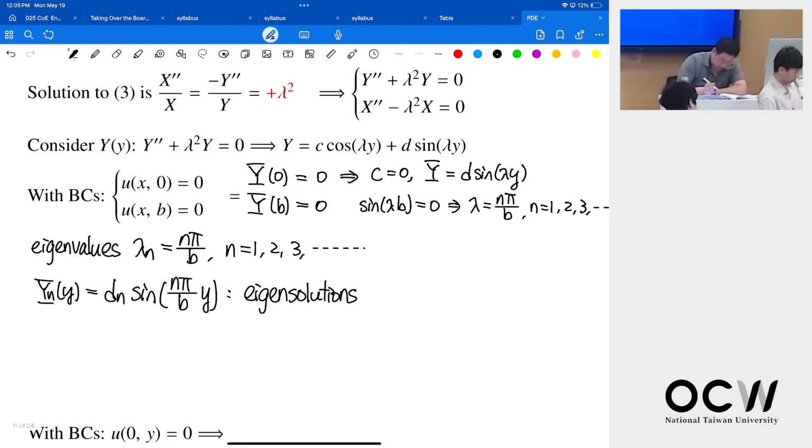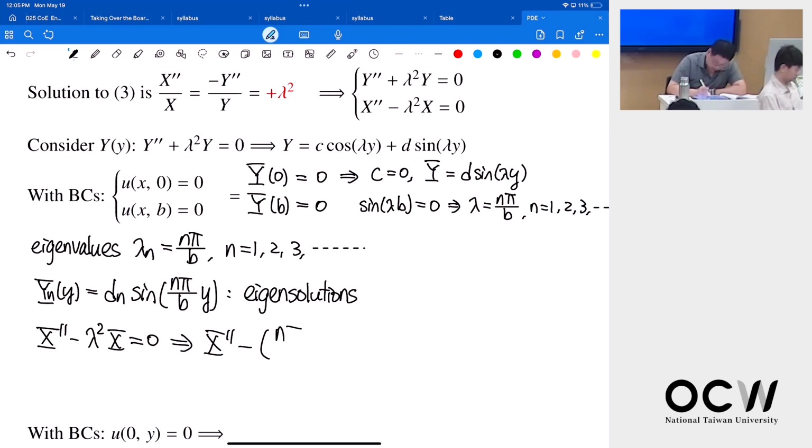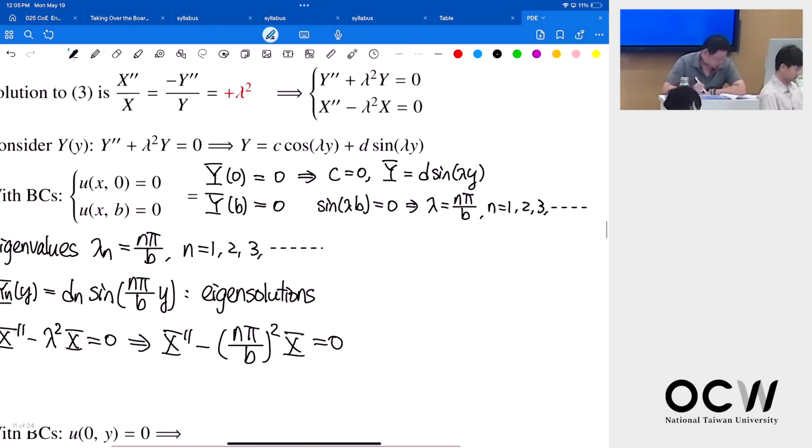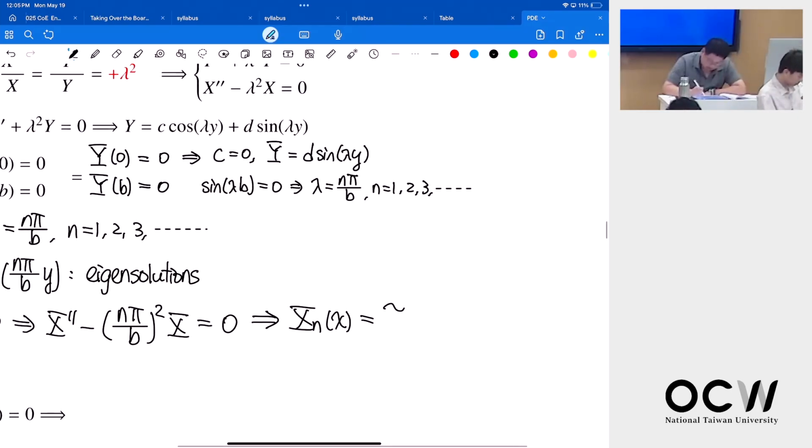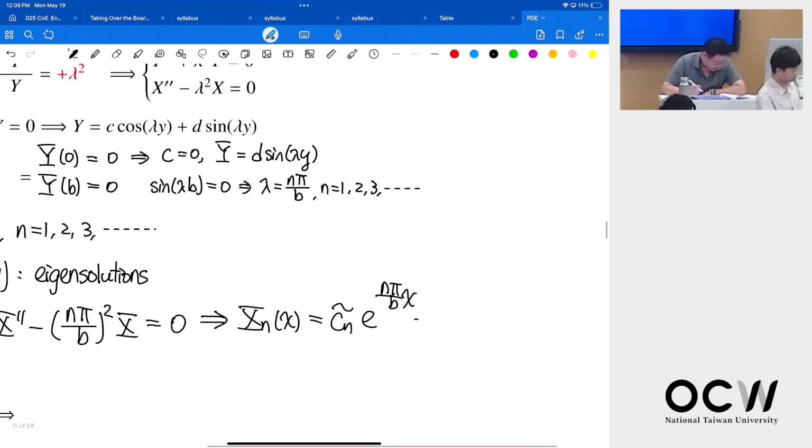And then we can go back to X. So for X double prime minus lambda squared X equals 0, where lambda is n pi over b, in this case your X_n is a coefficient times e to the n pi over b x plus a coefficient times e to the minus n pi over b x.